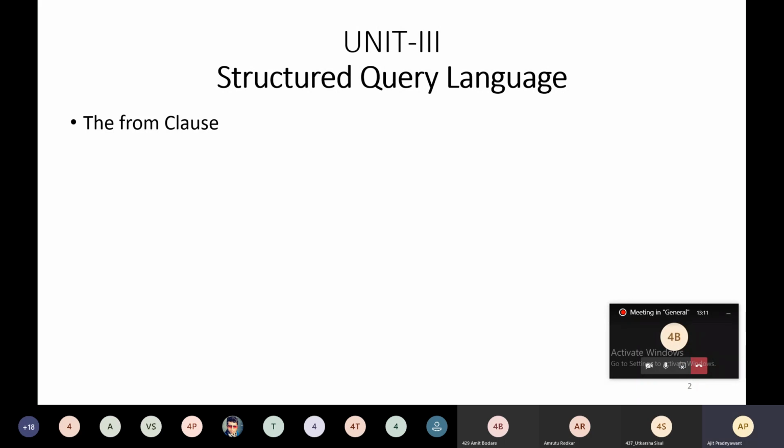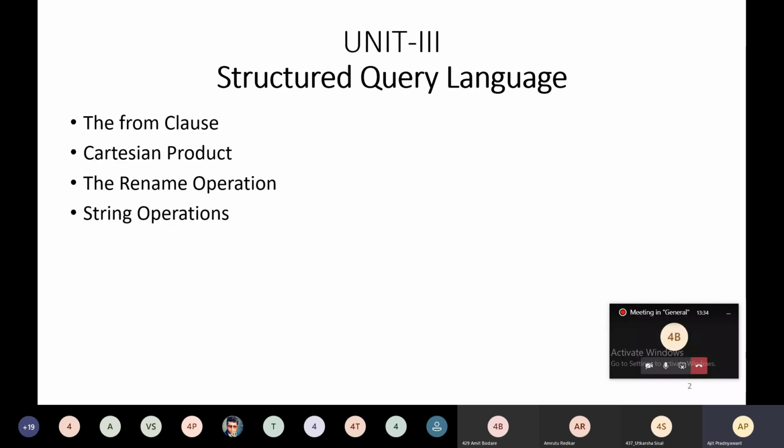We have covered this in the last unit, but Cartesian product we need to understand in today's lecture, which is present in the from clause as well as in the where clause. Then we are going to learn the rename operation. You can do the rename operation while querying over the database. Then we are going to learn string operations. What are the different string operations you can query over on the string data types.